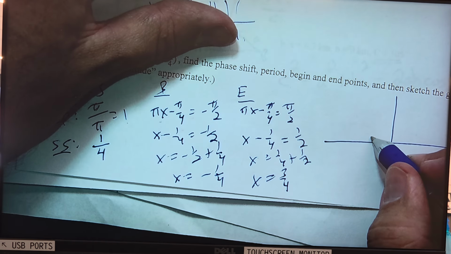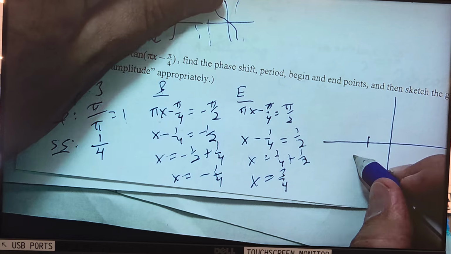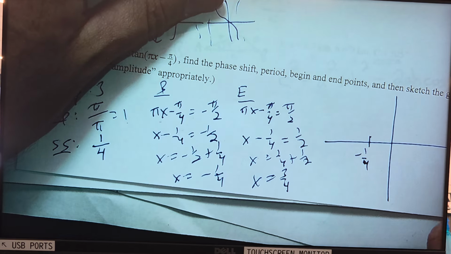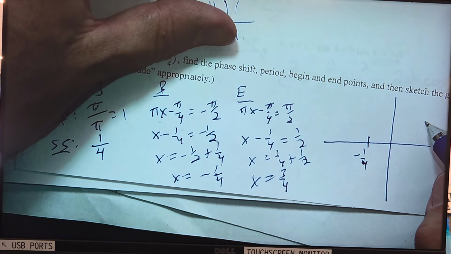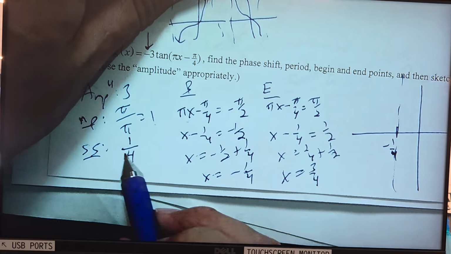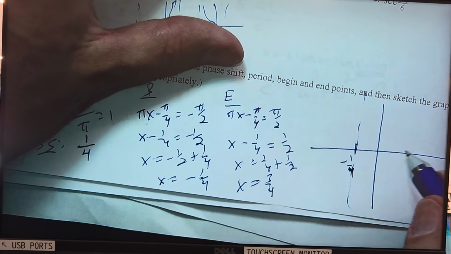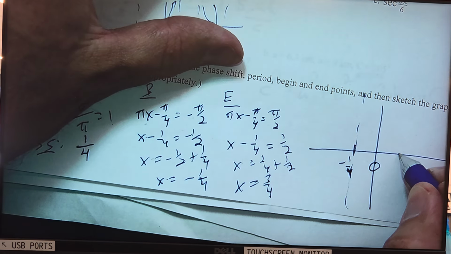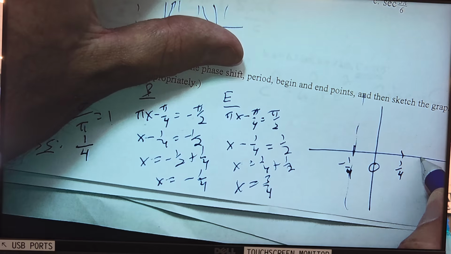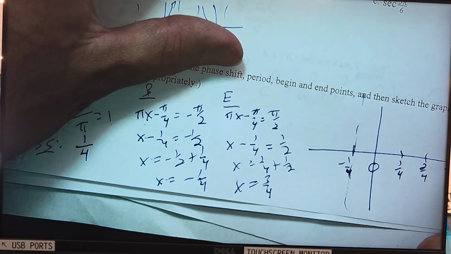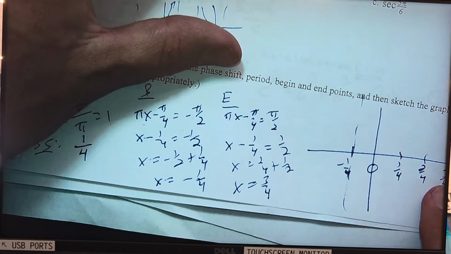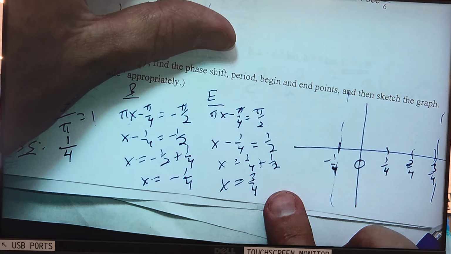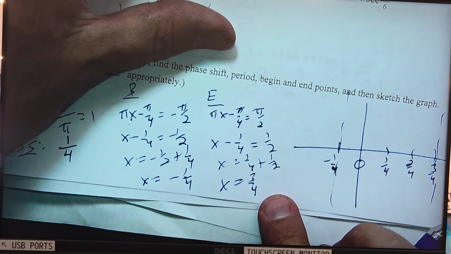So what's going to happen at negative 1/4? Yes, wall. And then my step size is 1/4. That works great. One step gets me to 0. Another step gets me to 1/4. Another step and another step. And what's nice is 3/4 is where I was supposed to end.